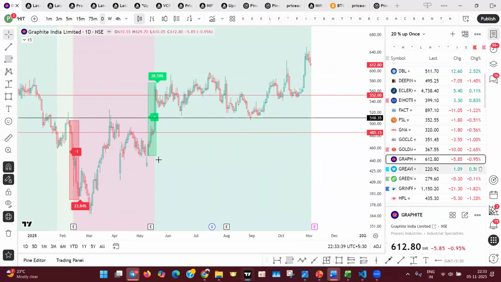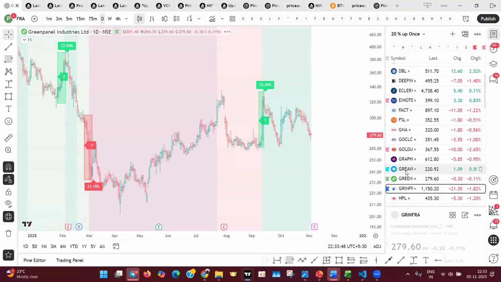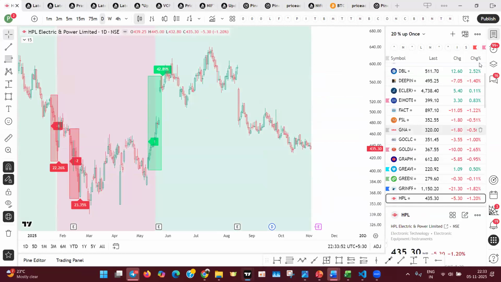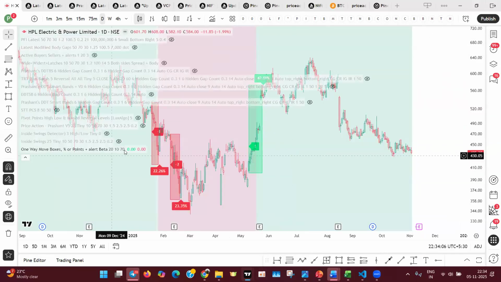Graphite India. This is first time 28%. This is one screener which I am developing. Actually developed it. Okay, so yes, Vivek sir, no problem. Yeah, how to maintain the color in TRT screener? That was one question. I will show that now.